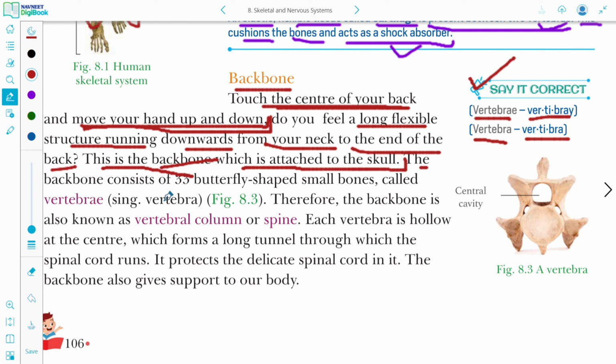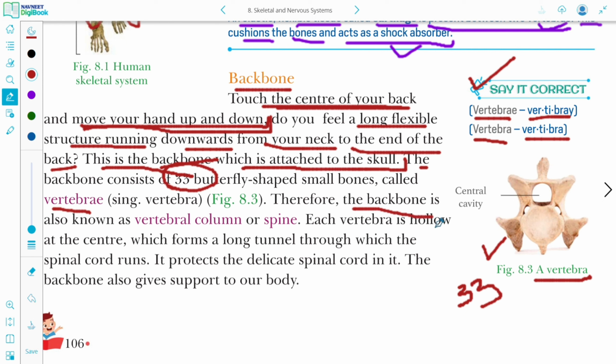The backbone consists of 33 butterfly shaped small bones, है ना. ये देखो बच्चे, ये क्या है? बटरफ्लाई शेप की स्मॉल बोन है, जिसको हम क्या बोलते हैं? वर्टिब्रा. ये हमारे जो बैकबोन है उसमें कितने नंबर में प्रेजेंट है? 33 वर्टिब्रा आर देयर, है ना, which form the vertebrae. ठीक है, ये 33 जो वर्टिब्रा हैं ये क्या फॉर्म करती हैं? वर्टिब्रे. ठीक है, और ये क्या होती हैं? ये स्मॉल बटरफ्लाई शेप्ड की बोन्स होती हैं.